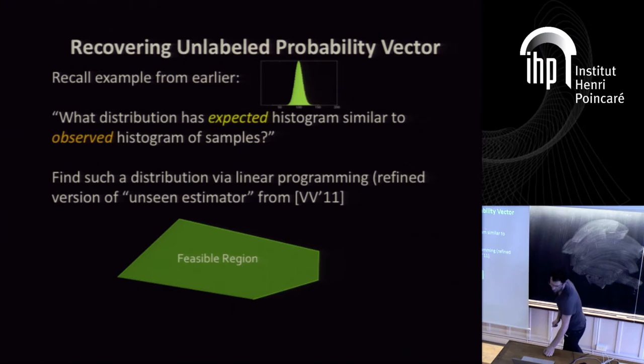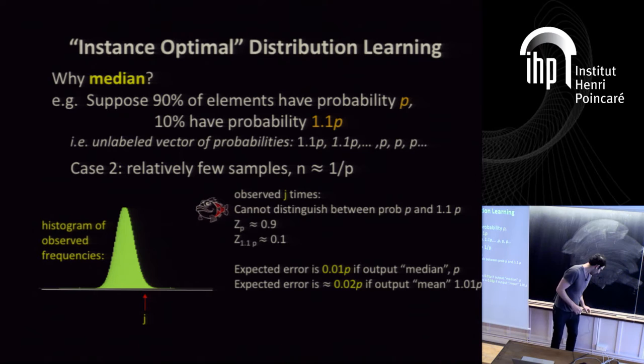Okay, so how do you recover accurate estimates of the unlabeled vector of probabilities? Oh, sorry, question. Would it make sense to just sort them? If you give me all the probabilities and I just sort them, then I think the sorted order would tell the different ones apart. Yeah, that's a good point. So that might incur, I guess, twice the cost of OPT.